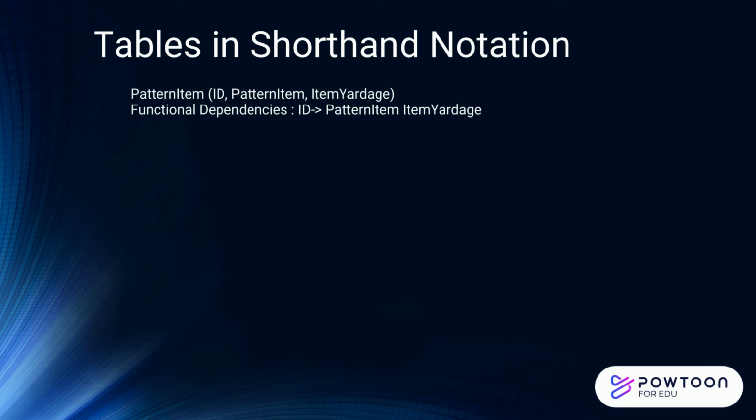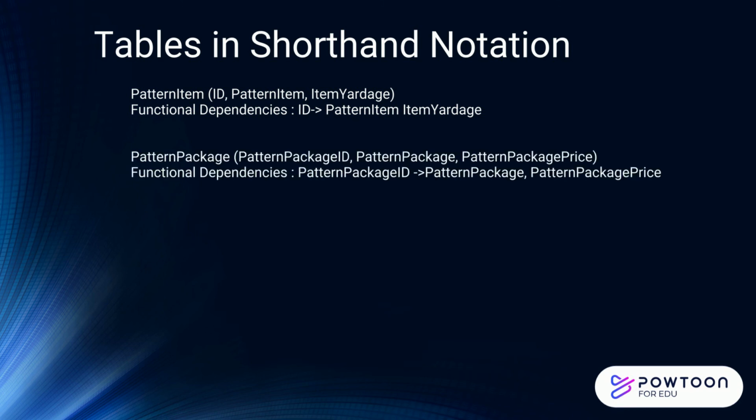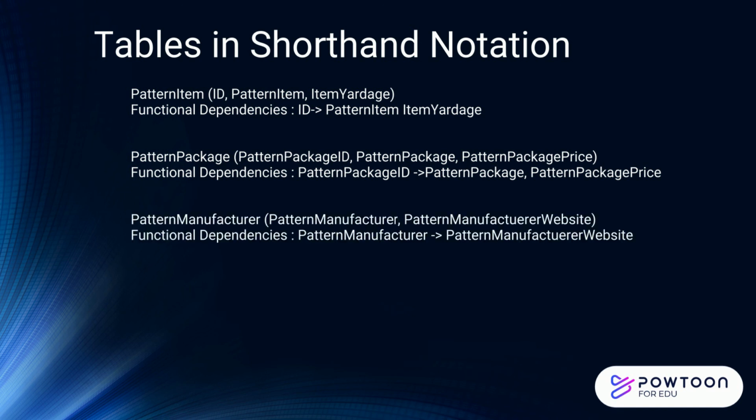In shorthand notation, the pattern item table has primary key ID and fields pattern item and item yardage. The functional dependencies are that pattern item and item yardage depend on ID. The table pattern package has primary key pattern package ID and fields pattern package and pattern package price. The functional dependencies are that pattern package and pattern package price rely on pattern package ID. The table pattern manufacturer has fields pattern manufacturer and pattern manufacturer website. The functional dependencies are that pattern manufacturer website relies on pattern manufacturer.